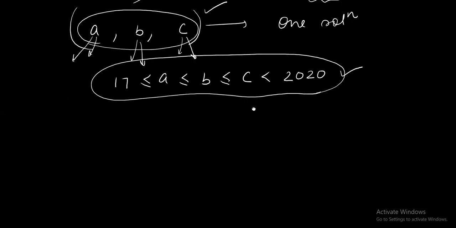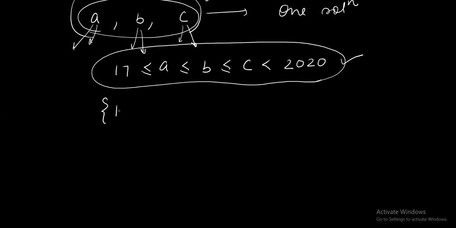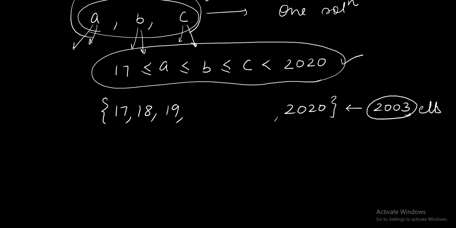That means the available set has entries 17, 18, 19 until 2019. So 2003 entries are available, right? There are 2003 elements in the set. And from these 2003 elements, I have to select 3 numbers which are non-decreasing. What are the possible cases? Normally in this case, the answer turns out to be, with 2003 entries, 2003 plus 2 C 3. That means the answer turns out to be 2005 C 3.